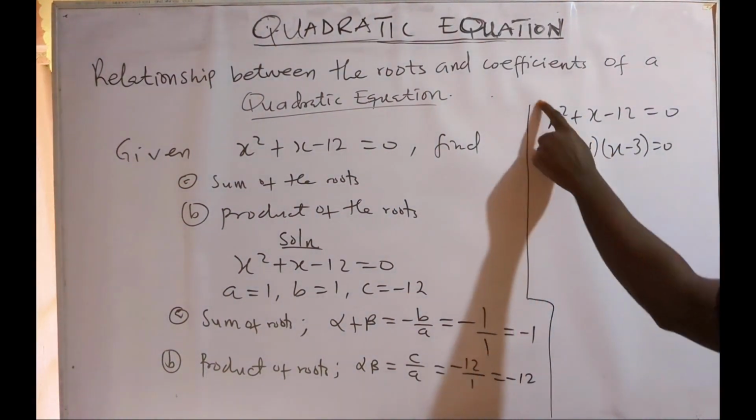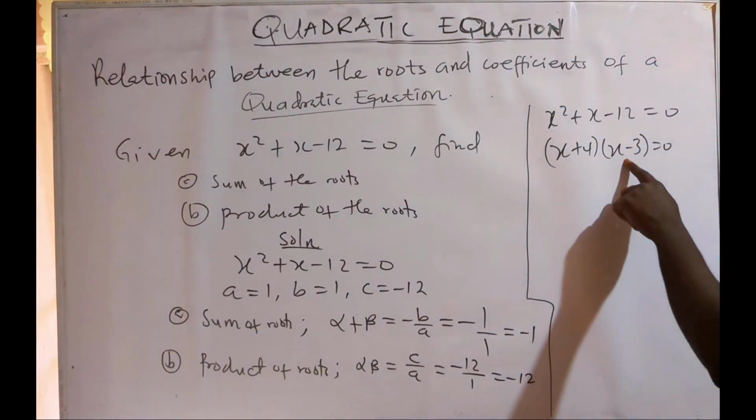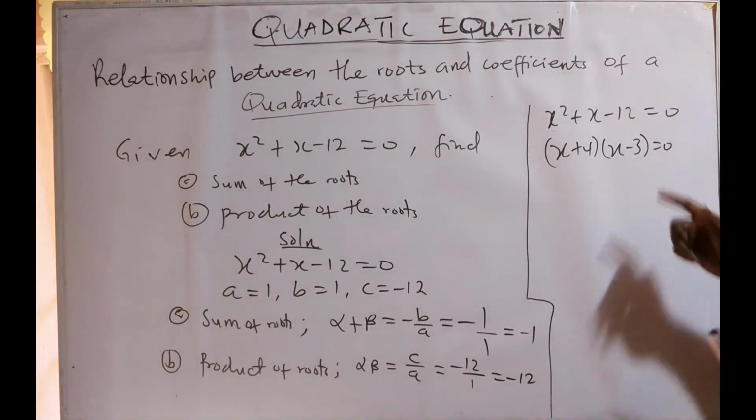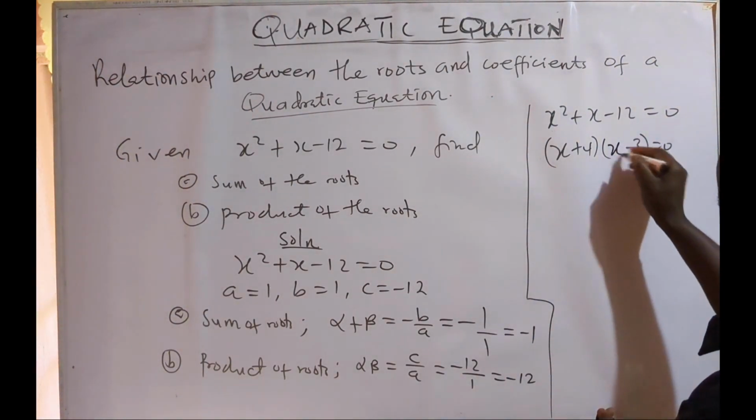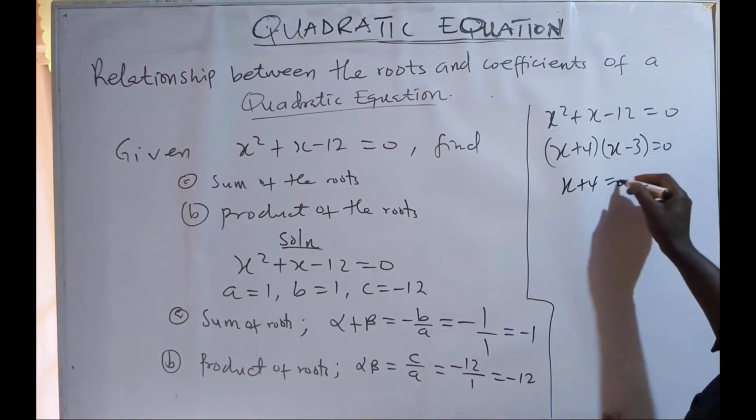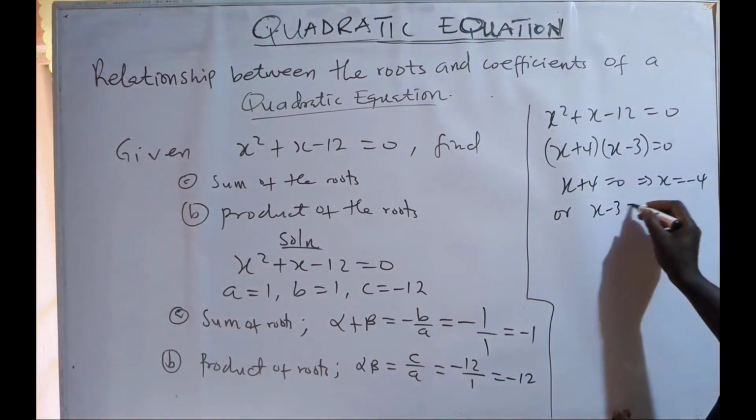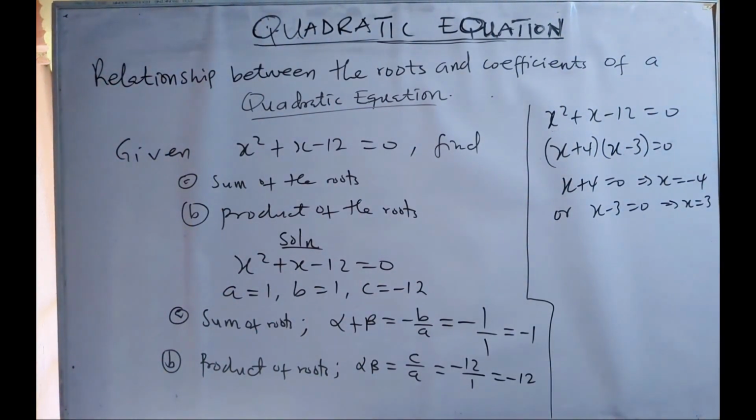Where x times x gives x squared, x times minus 3 gives minus 3x, 4 times x gives 4x, minus 3 plus 4 gives 1, and 4 times negative 3 gives negative 12. If I solve this, x plus 4 is 0, so x gives negative 4, or x minus 3 is 0, so x gives 3. So either x is negative 4 or x is 3. These are the two values of x that I have.